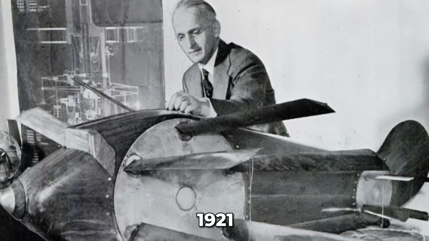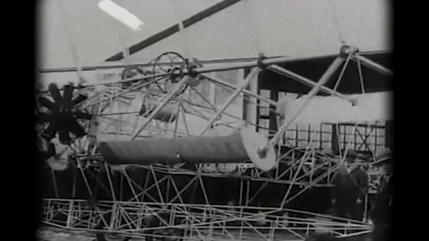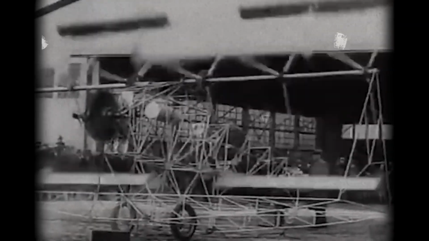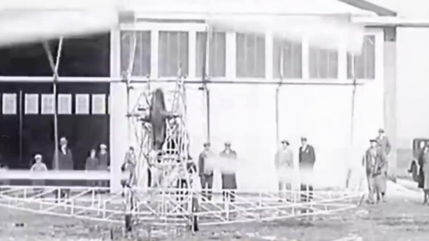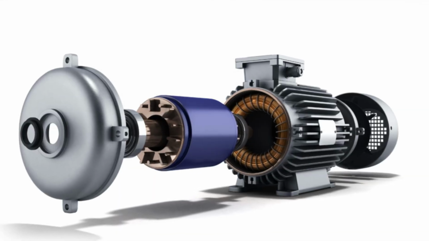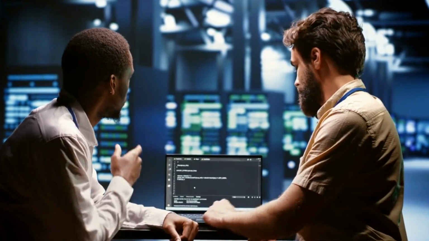In 1921, Frederick Kirsten created a model aircraft using cycloidal propulsion. Boeing even tested it in their wind tunnel. Although mechanical limits made early designs difficult, the idea left a lasting impression. Today, powerful electric motors and high-speed computers have solved many of those early challenges.